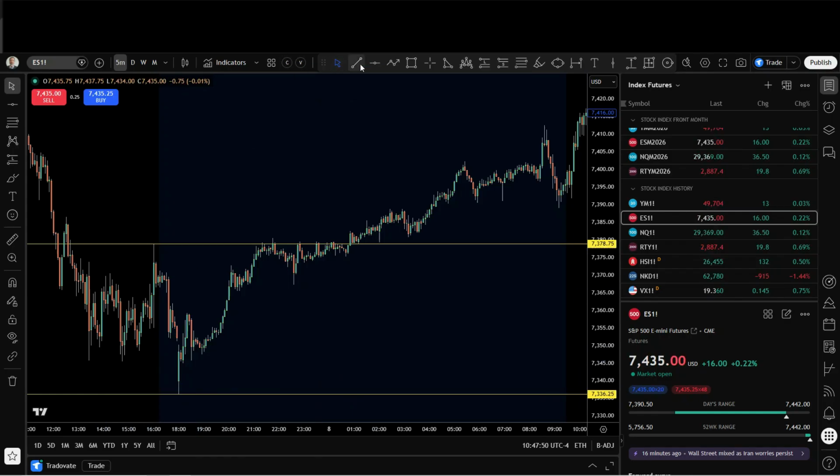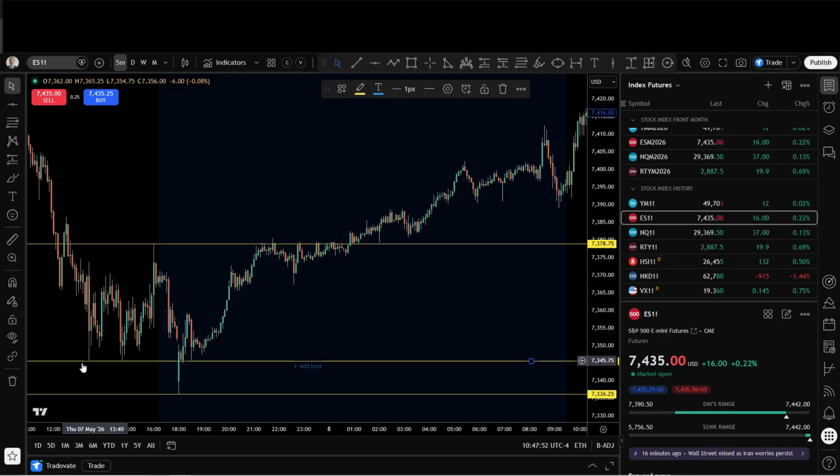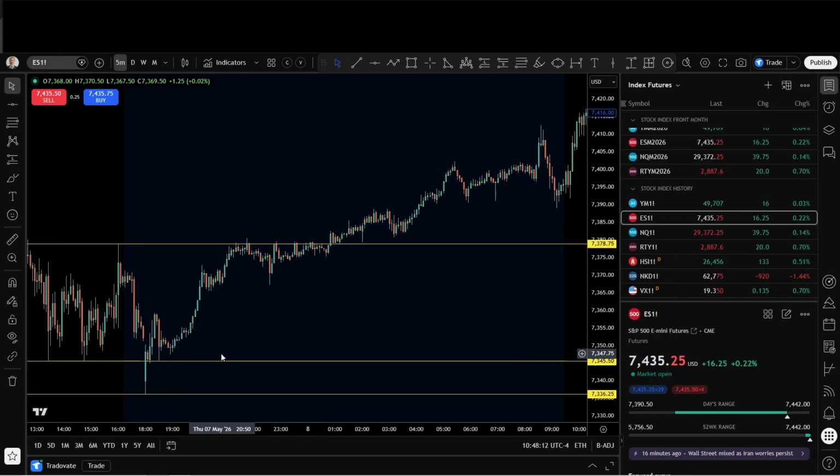Here's another floor, by the way. See that floor right there? Tested, touched it, backed off. Tested, touched it, backed off. Tested, touched it, backed off. So a lot of times when the market breaks through ceilings and floors, it will come back to retest the previous support level, and that's how you find a trade.